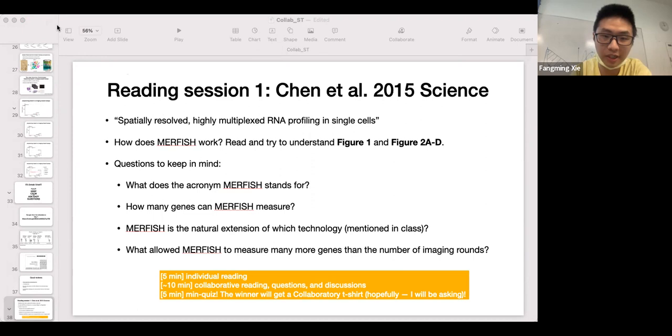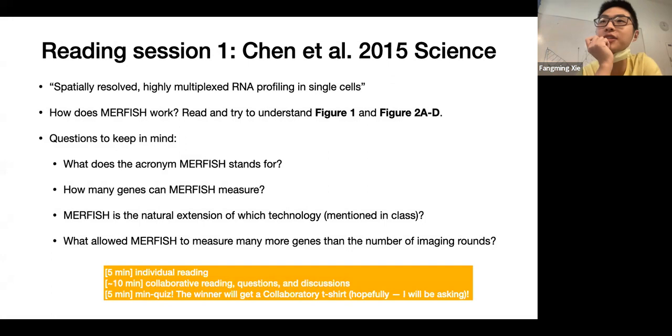So you have three attachments, but for now let's just focus on one paper, which talks about MERFISH. It's a 2015 Science paper by Chen et al., titled Spatially Resolved, Highly Multiplexed RNA Profiling in Single Cells. You can also just search it in Google, it'll pop up in Science and you can download the PDF. We want you to try to understand how MERFISH works. They invented MERFISH in this paper, especially in their Figure 1 and Figure 2, A through D. Here are a couple of questions to keep in mind that might help you read through things.